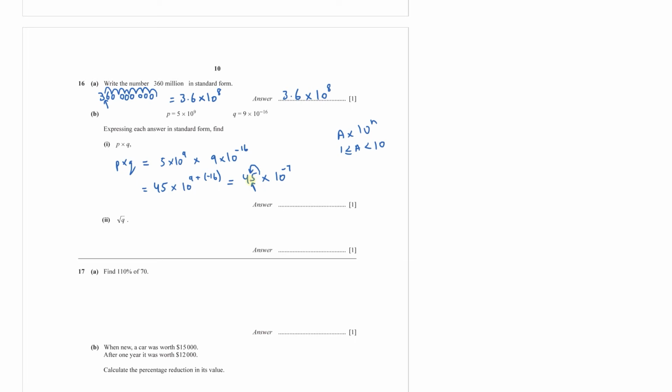So if I move it one place to the left, I actually increase the power of my 10 by 1. So I will add 1 to the power of 10. So this becomes minus 7 plus 1, which would be minus 6. So 4.5 into 10 power minus 6 will be your answer.